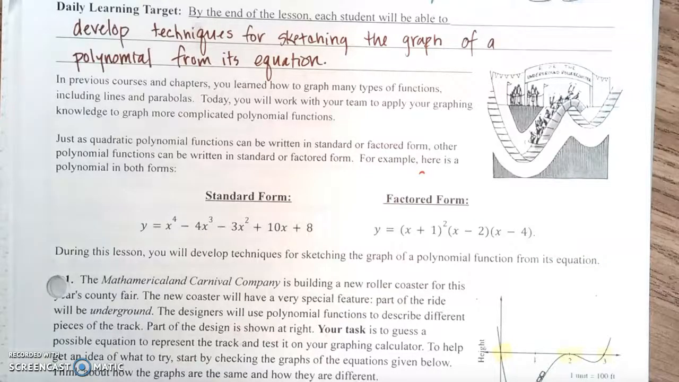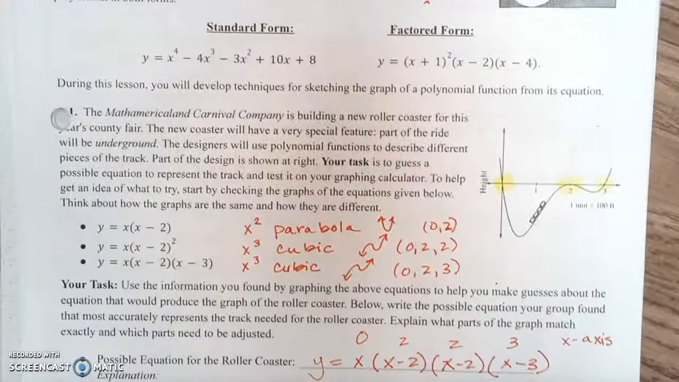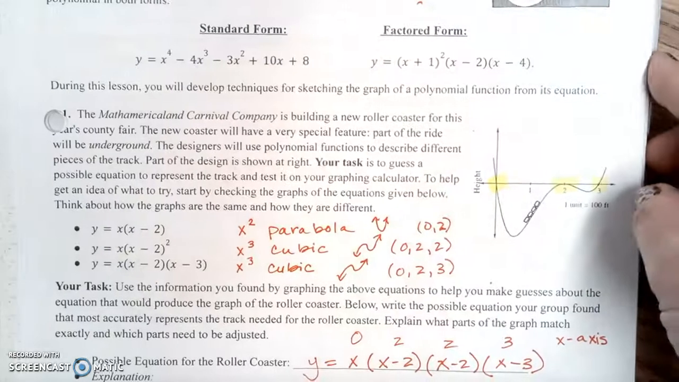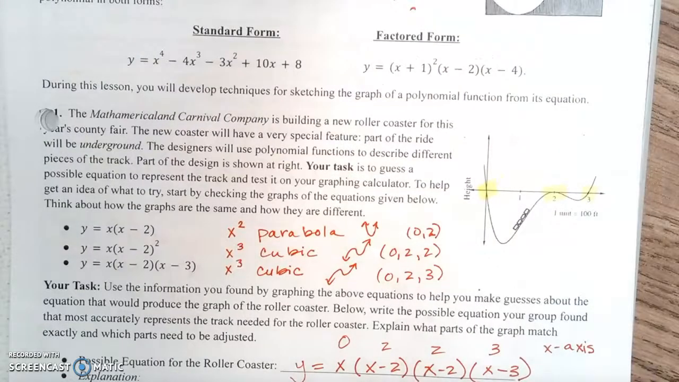So question number 1 says the Math America Land Carnival Company is building a new roller coaster for this year's county fair. The new coaster will have a very special feature. Part of the ride will be underground. The designers will use polynomial functions to describe different pieces of the track. Part of the design is shown at right. Your task is to guess a possible equation to represent the track and test it out on your graphing calculator.